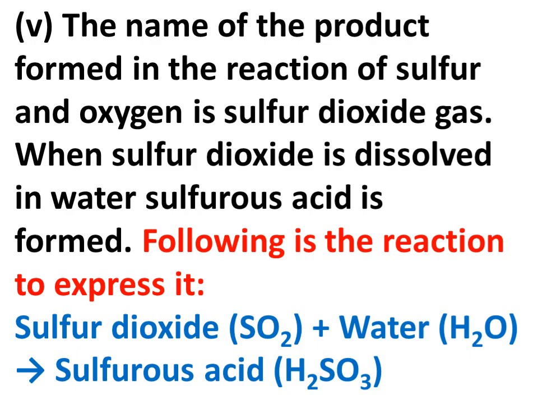Now we should know the chemical reaction as well, how it will be written. Following is the reaction to express it. Sulfur dioxide, chemical formula SO2, plus water, chemical formula H2O, will give sulfurous acid, that is H2SO3. So this will be the chemical reaction for the process.